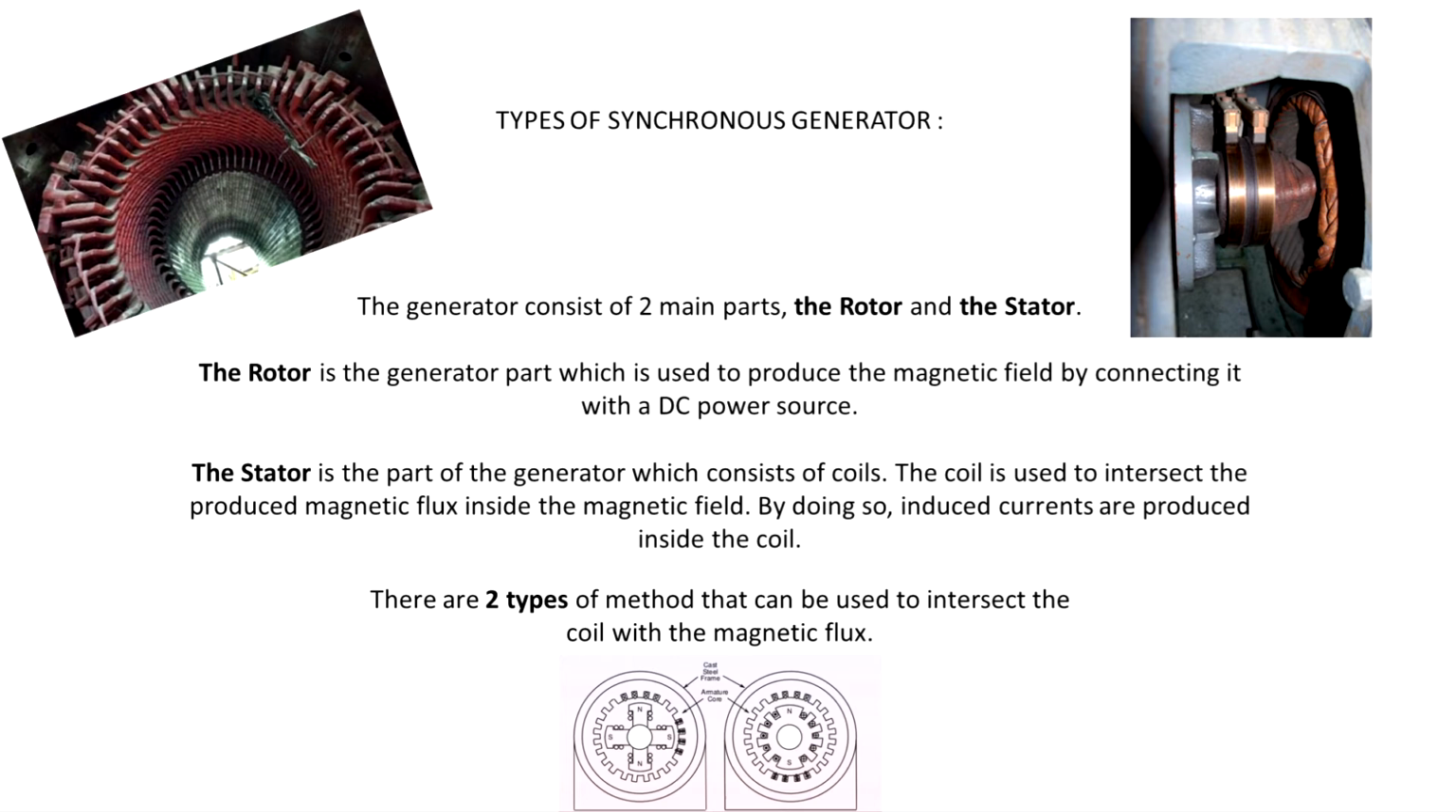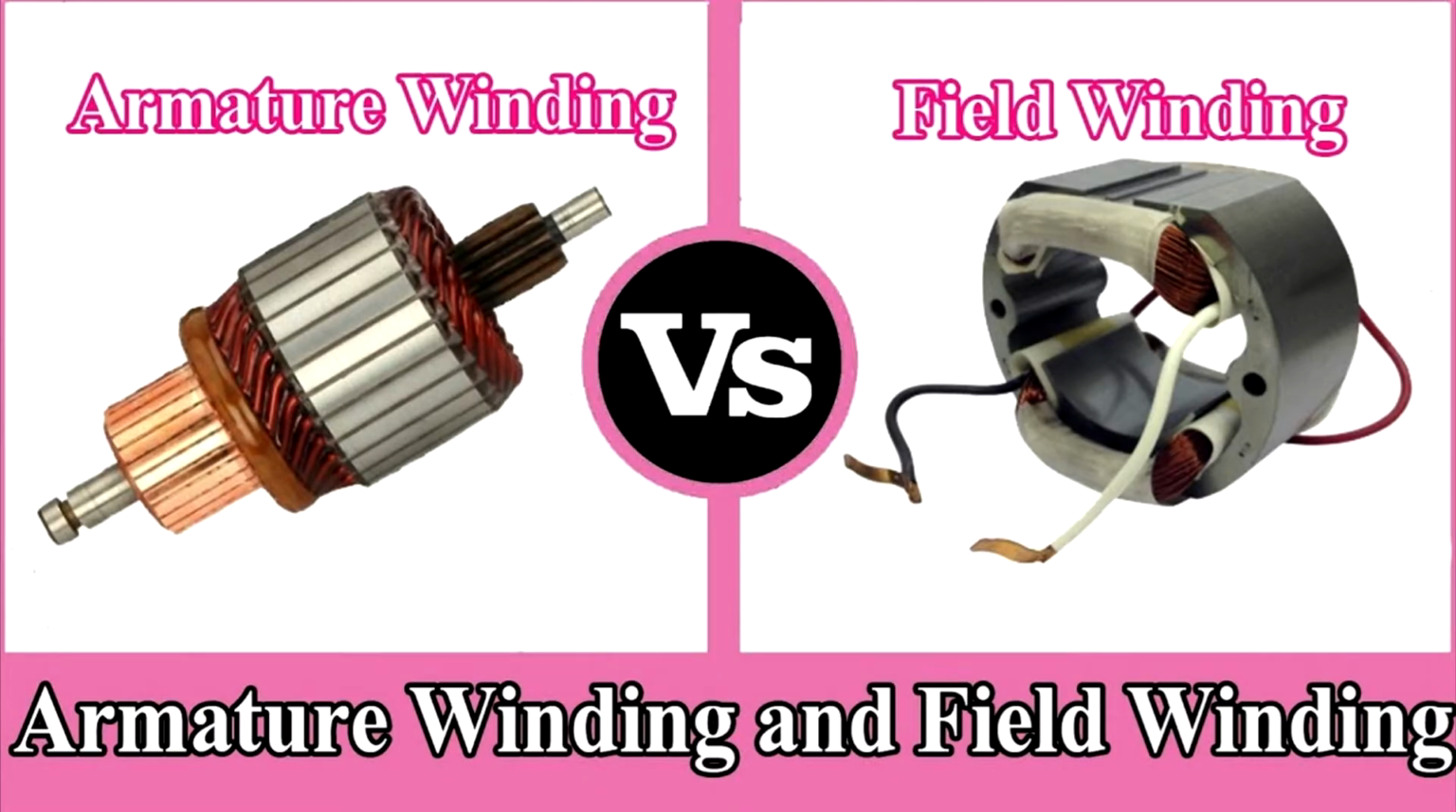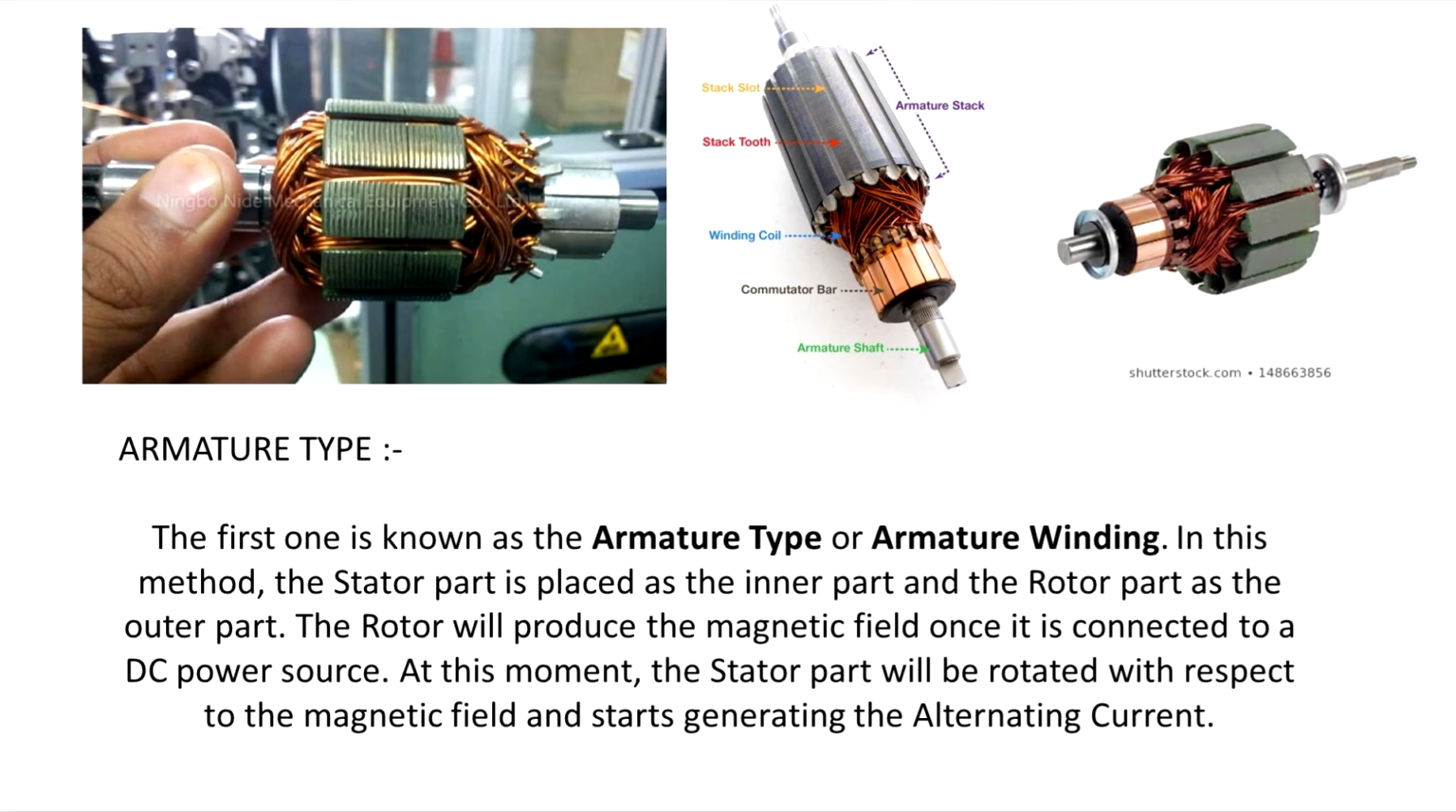There are two types of method that can be used to intersect the coil with the magnetic flux: armature winding and field winding. Armature type. The first one is known as the armature type or armature winding. In this method, the stator part is placed as the inner part and the rotor part as the outer part. The rotor will produce the magnetic field once it is connected to a DC power source. At this moment, the stator part will be rotated with respect to the magnetic field and starts generating the alternating current.